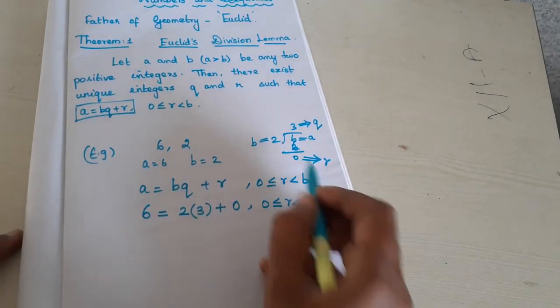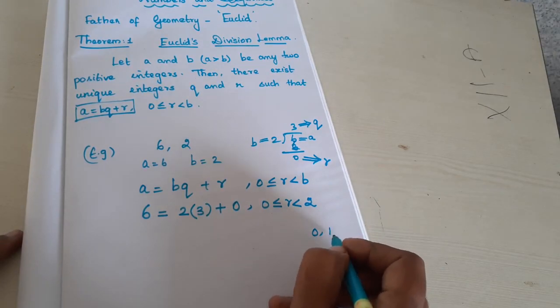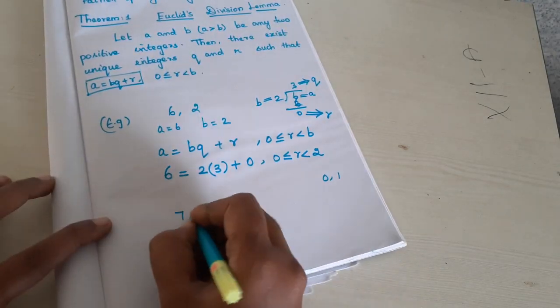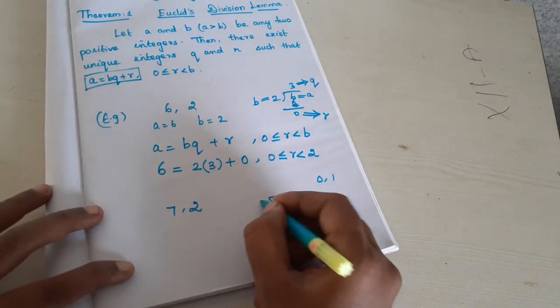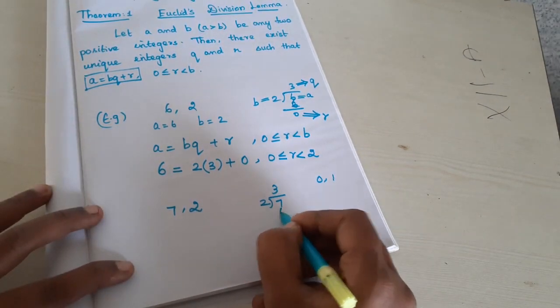0 will be the remainder, one option. 1 should also be the remainder. Suppose I am taking 7 and 2. In this case, we will get the remainder 1. See here, 7 divided by 2. 3 2s are 6, balance 1.